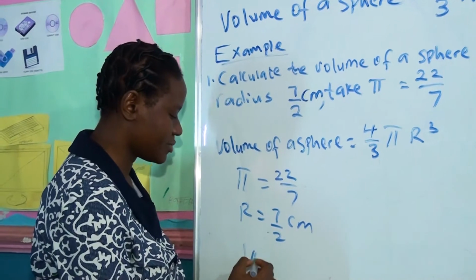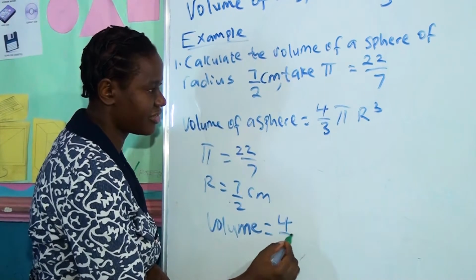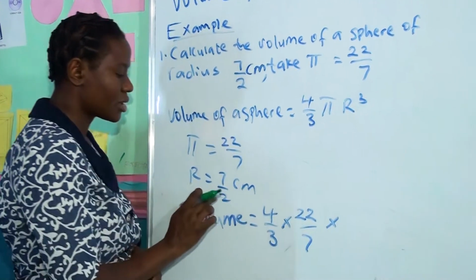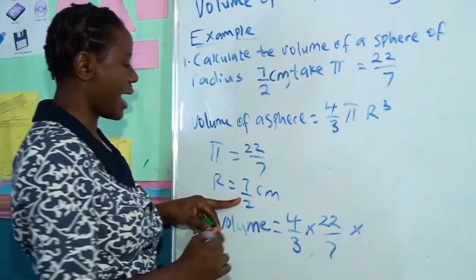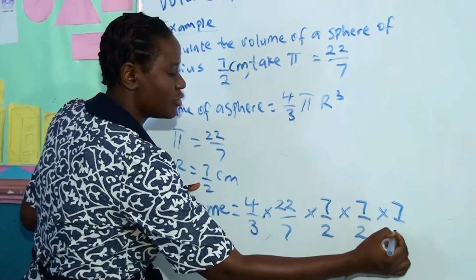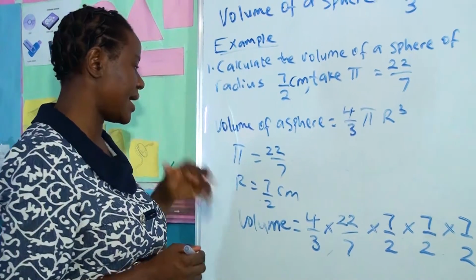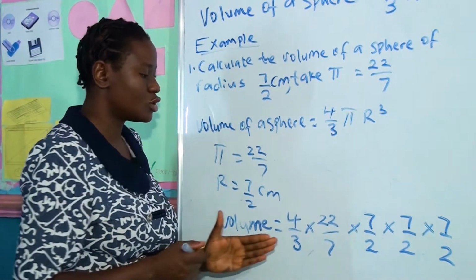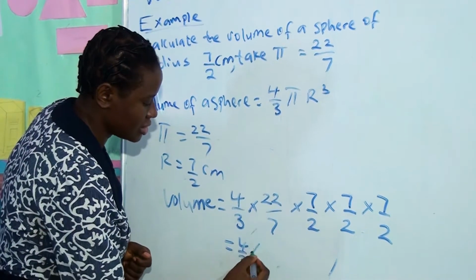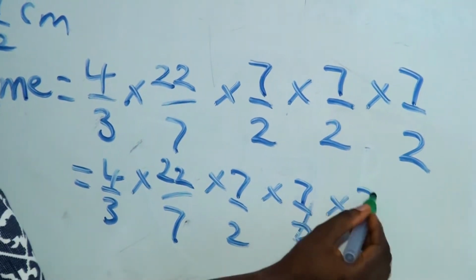So the volume becomes 4/3 times pi, 22/7, times r cube. R here is 7/2 times 7/2 times 7/2, r cube, and we have centimeter. Okay, so what do we do here? 4 over 3 times 22 over 7 times 7 over 2 times 7 over 2 times 7 over 2.